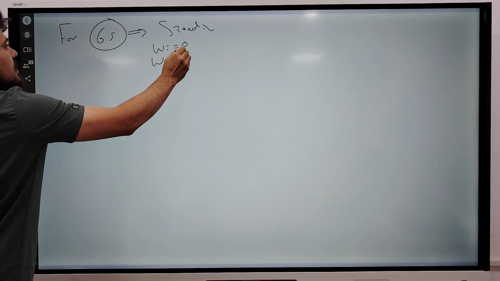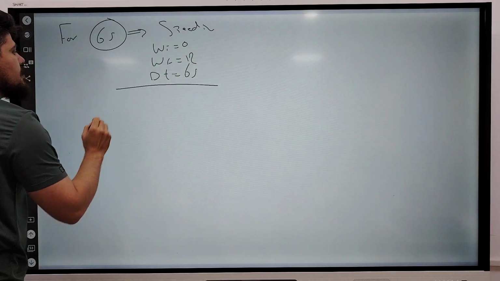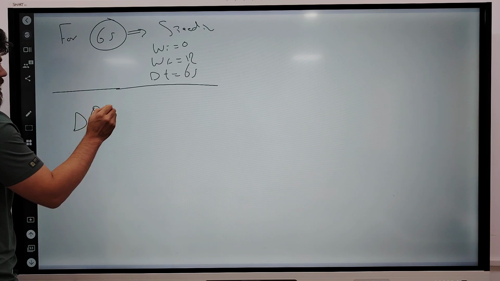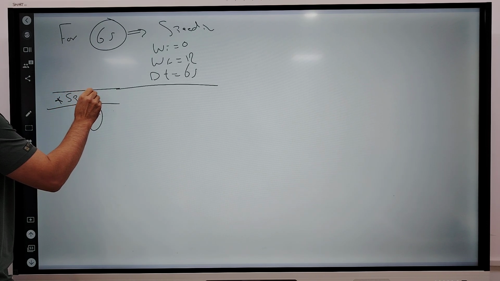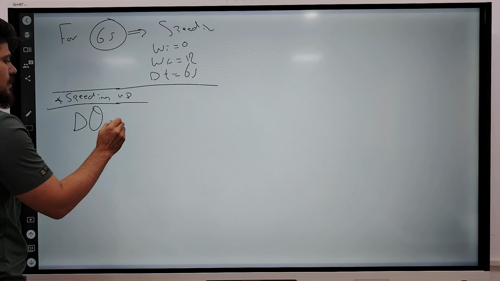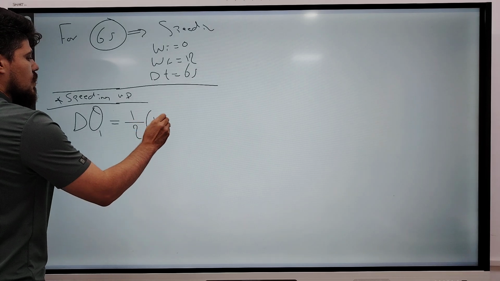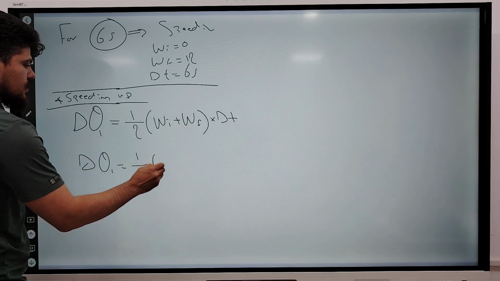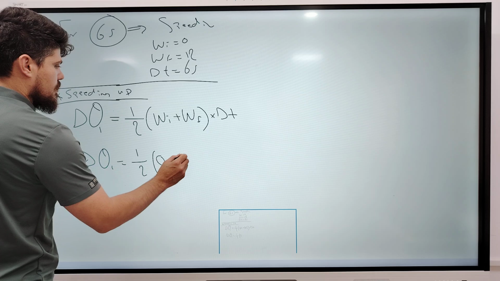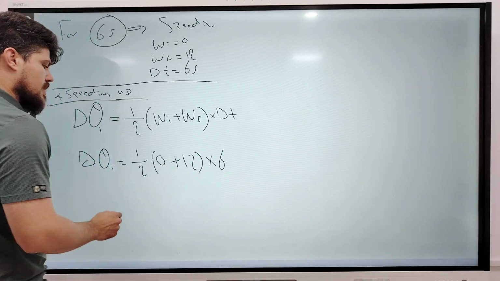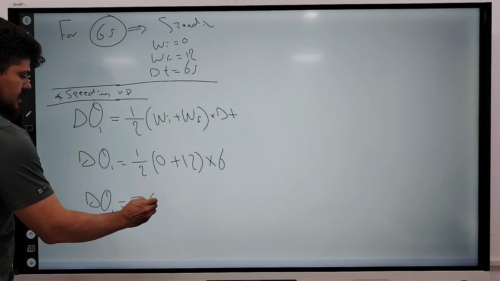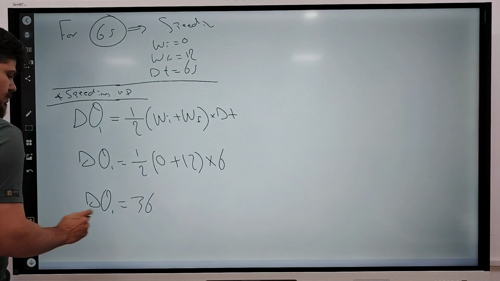Speeding up from omega initial 0 to omega final 12 in how many seconds? In 6 seconds. How many revolutions does the wheel make in these 6 seconds? Theta during speeding up, theta 1, is equal to 1 over 2 times omega initial plus omega final times delta t. Theta 1 is equal to 1 over 2 times omega initial 0 plus omega final 12, times 6 seconds. Half times 6 is 3. Theta 1 is equal to 36 radian.